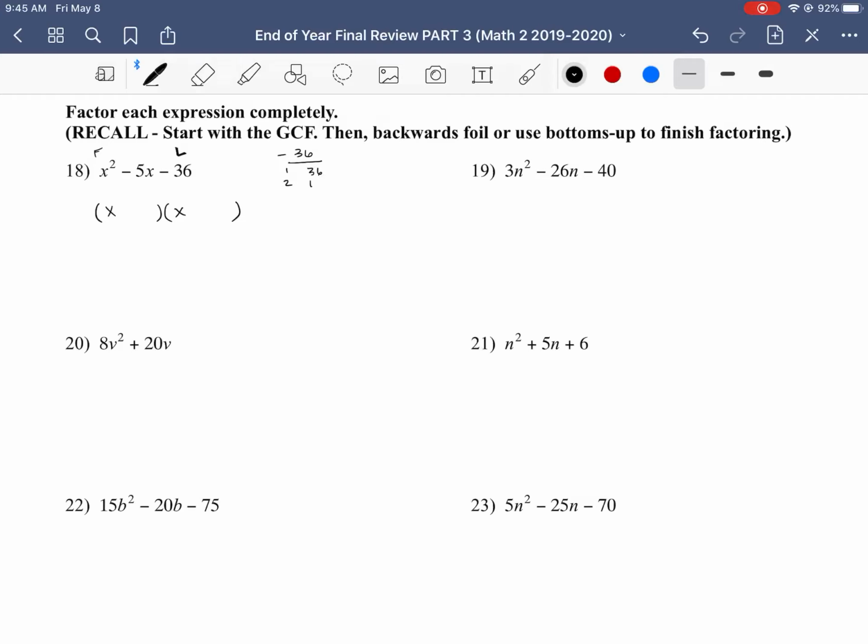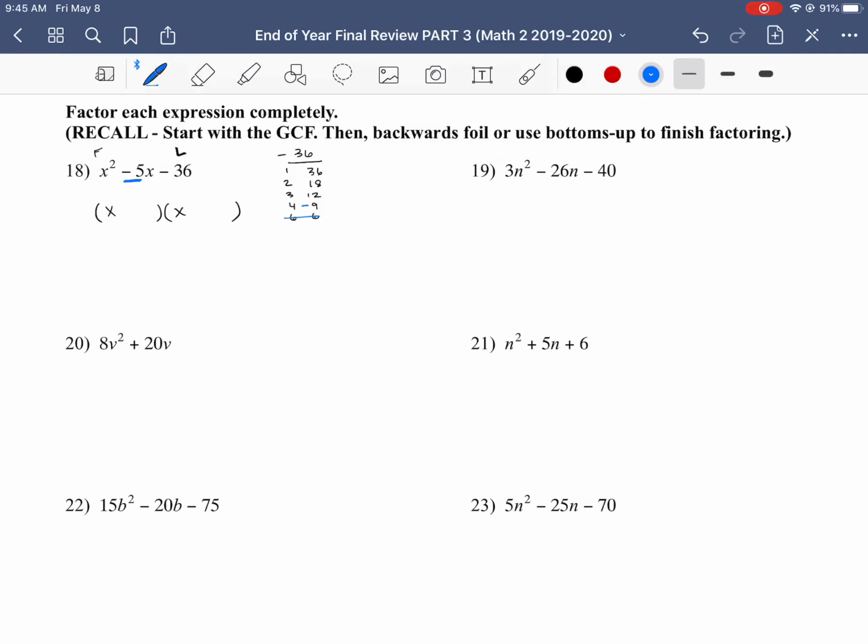So 1 times 36, one of those would have to be negative. Or it could be 2 times 18. Or it could be 3 times 12, or 4 times 9, or 6 times 6. So there's a whole list of them, and you guys had your little factor chart. Okay, and we know that they need to subtract to this middle number, so negative 5. So if you look at all these groups, it can't be 6 and 6, because that would subtract to 0.